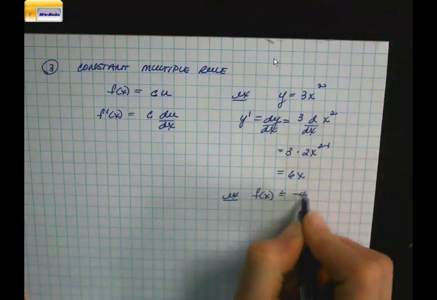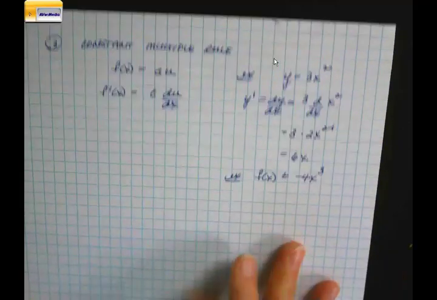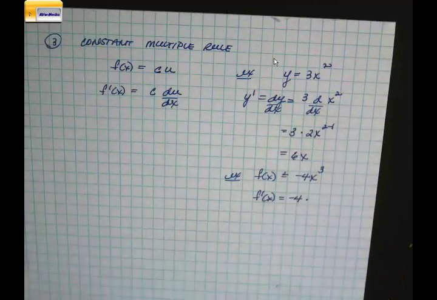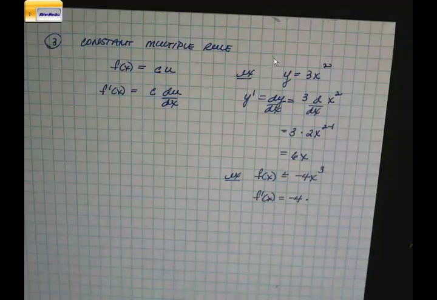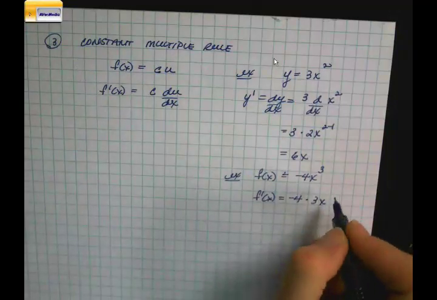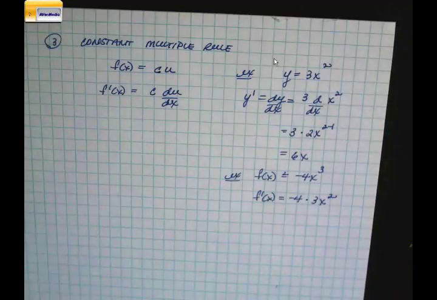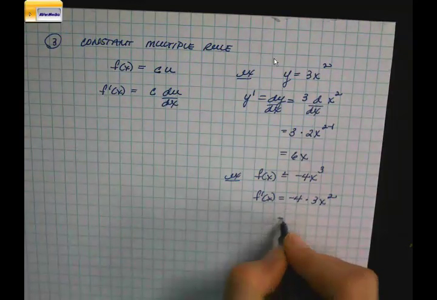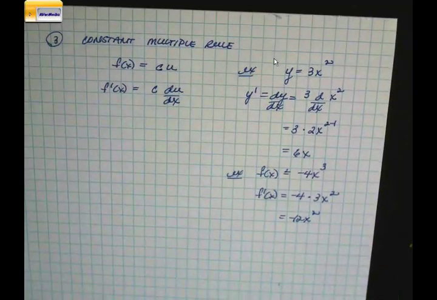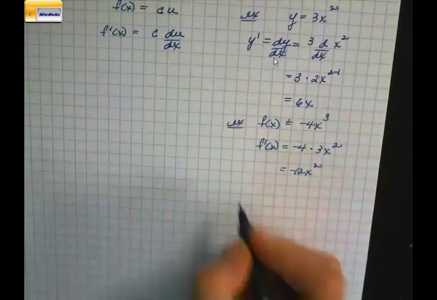Okay, so suppose f of x equals negative 4x cubed. You want to calculate the derivative. You keep the negative 4 and don't worry about it. You take the derivative of x cubed. The derivative of x cubed is pull the 3 out front and then decrease the 3 by 1, which gives negative 12x squared. Let's do another one. You'll get comfortable with it.